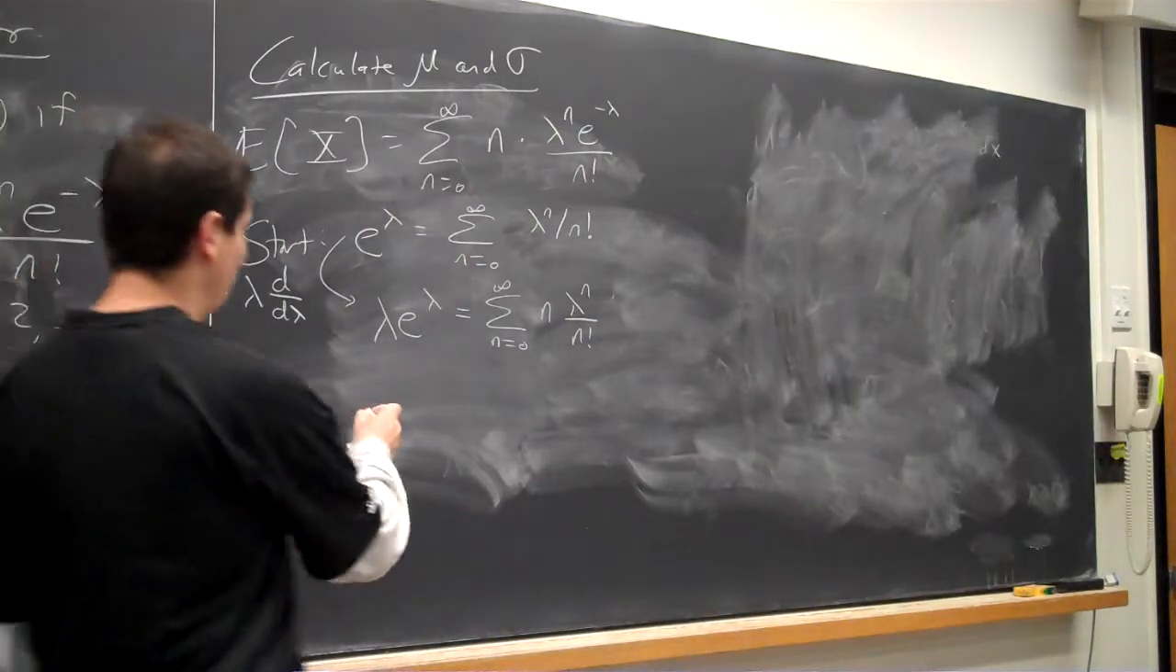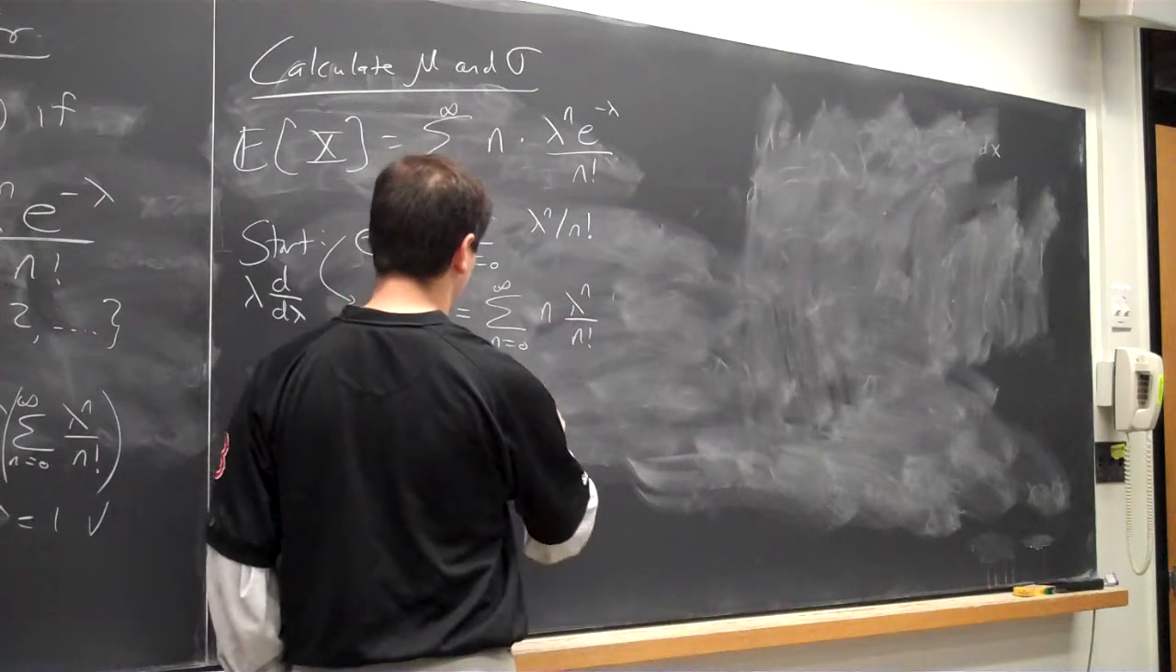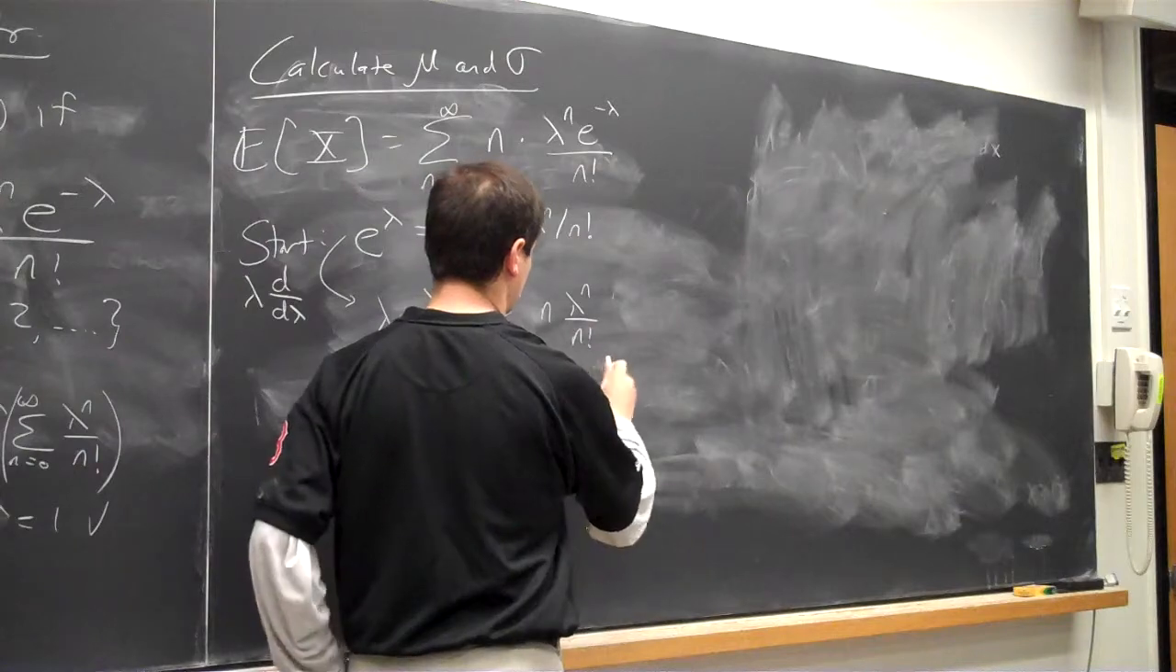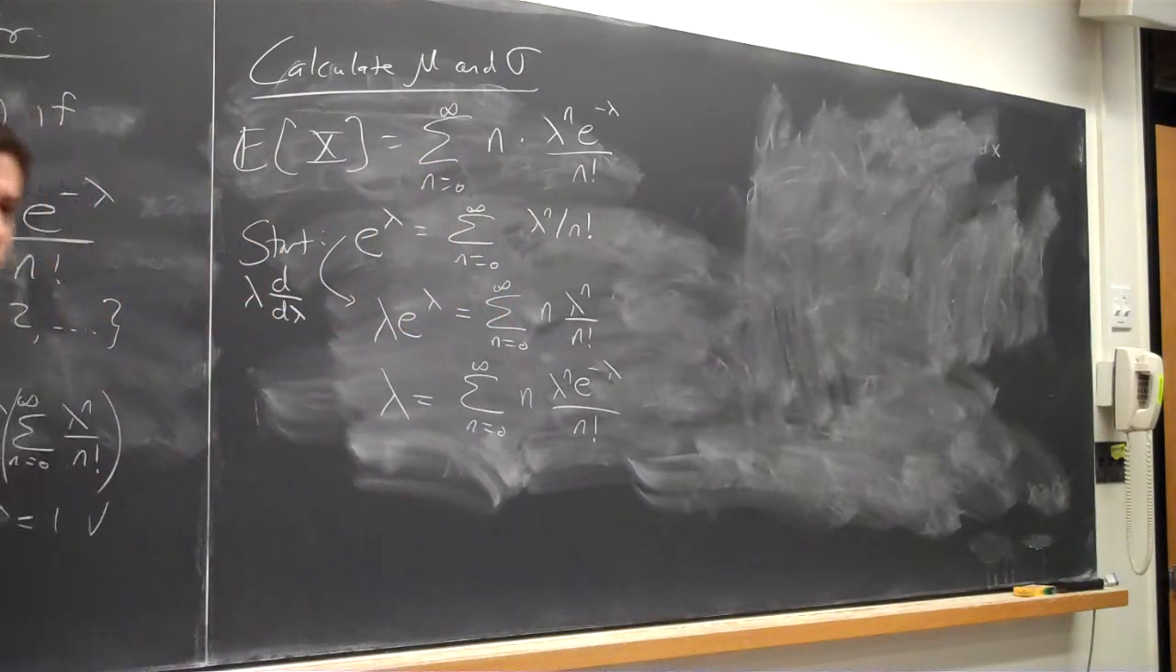Yeah, now we just bring the e back over. Now we get lambda is the sum, n goes from 0 to infinity, of n lambda to the n e to the minus lambda over n factorial. Not bad. We got the mean.